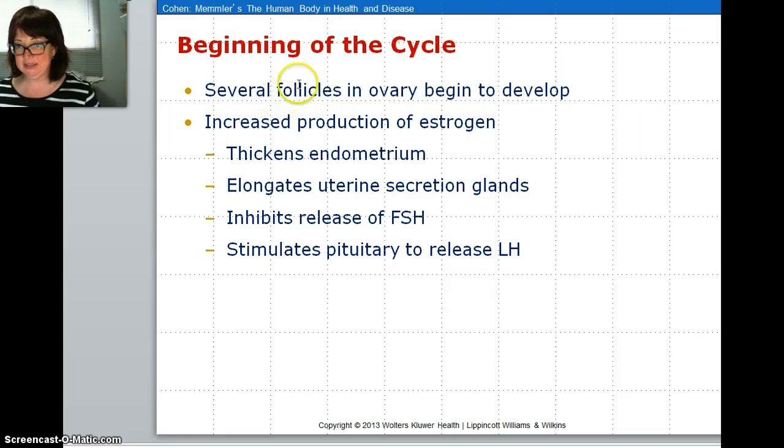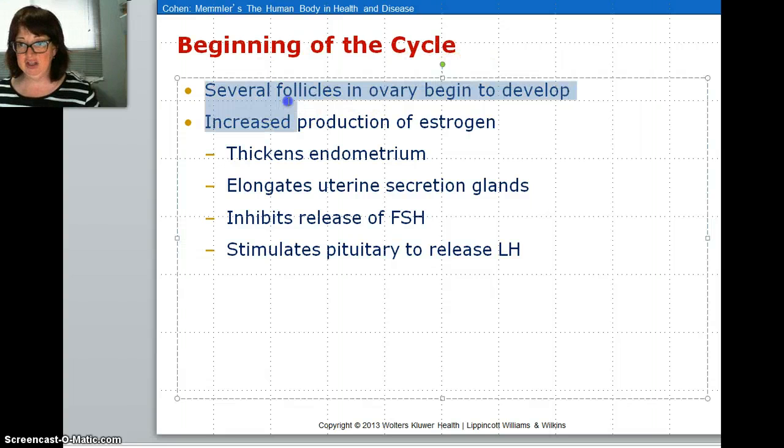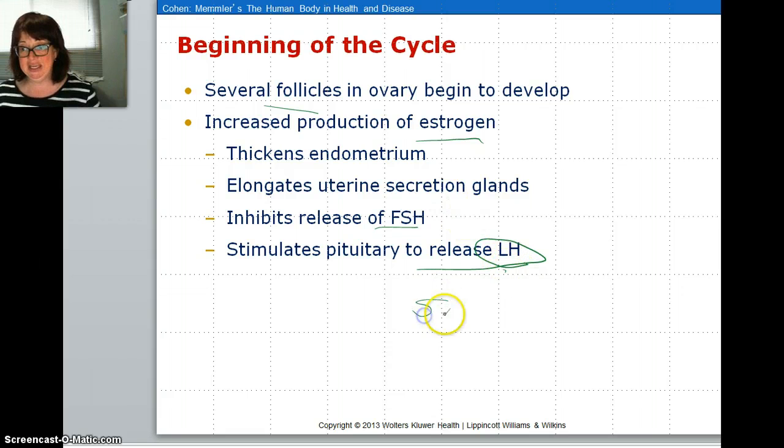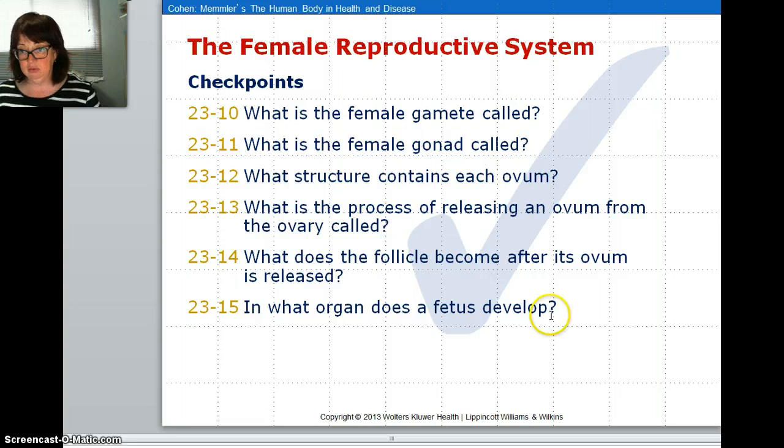So when you look at it, at the beginning of the cycle, you have follicle stimulating hormone stimulating several follicles to develop. When follicle stimulating hormone develops the follicles, they will produce estrogen. The production of estrogen thickens the endometrium. And because of that, it will inhibit follicle stimulating hormone, but releases luteinizing hormone. This spike in luteinizing hormone is what causes ovulation.